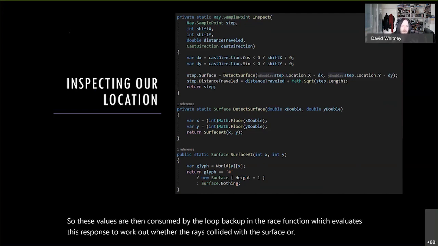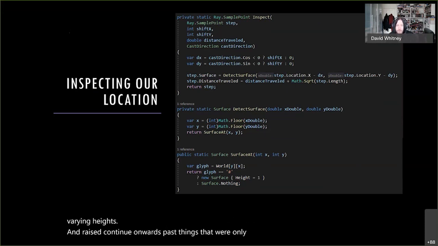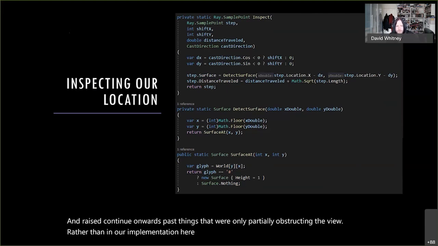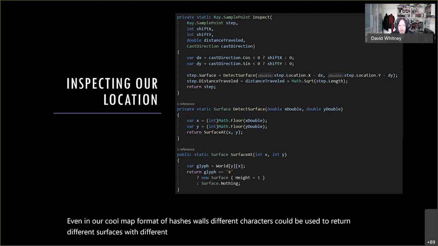In a more comprehensive implementation of this, other characters could return surfaces of varying heights, and rays could continue onwards past things that were only partially obstructing the view, rather than in our implementation here where we just stop as soon as we reach a surface. Even in our cool map format of hashes for walls, different characters could be used to return different surfaces with different characteristics, which could correlate to different visual textures.